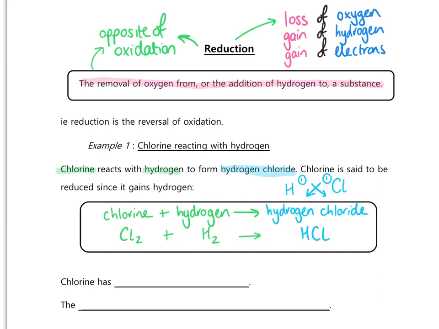You can see that there's 2 chlorines and 2 hydrogens on the left, but only 1 of each on the right. So how do we fix that? We put a 2 in front of our HCl, and now that equation is balanced. Again, you could write your list if you wished.